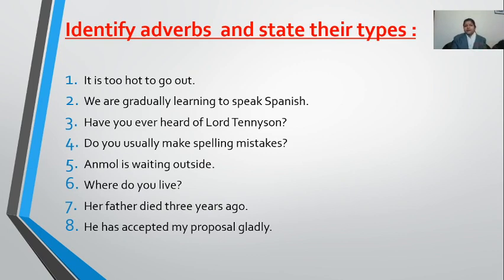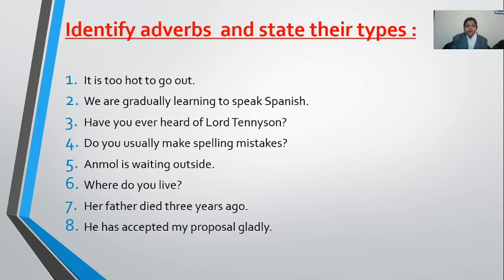Identify adverbs and state their types. Everybody is ready? Be prompt. I will not give you much time to answer. Just read the sentence and answer me fast. It is too hot to go out.